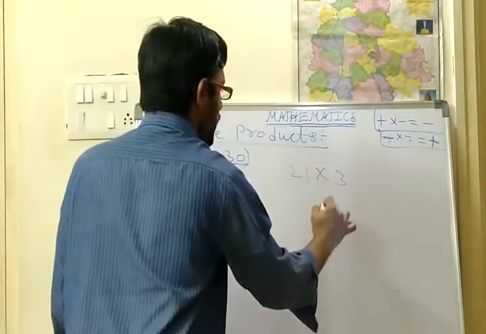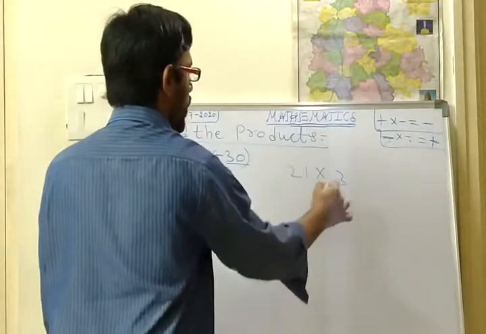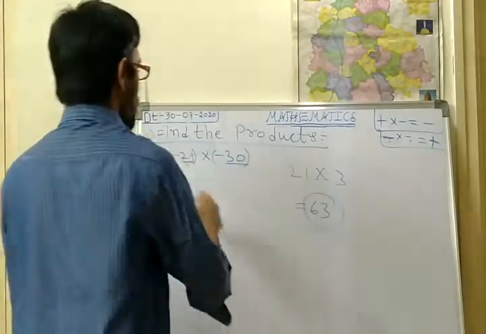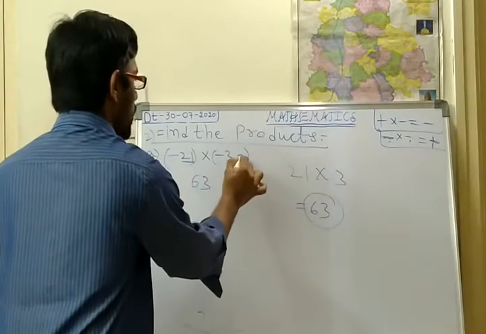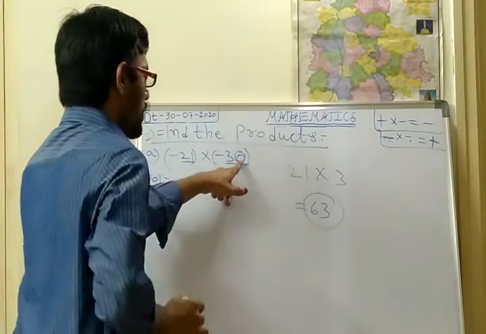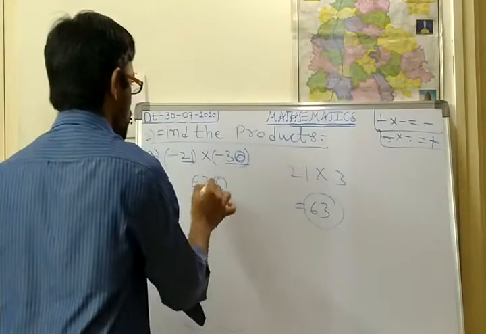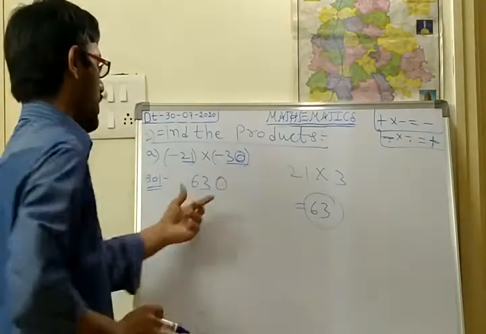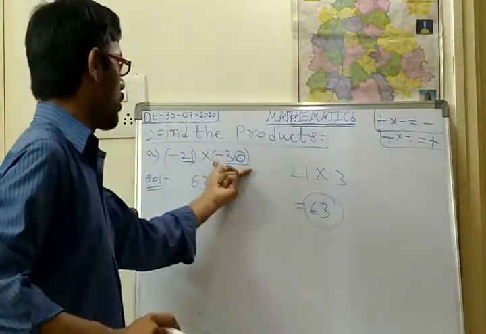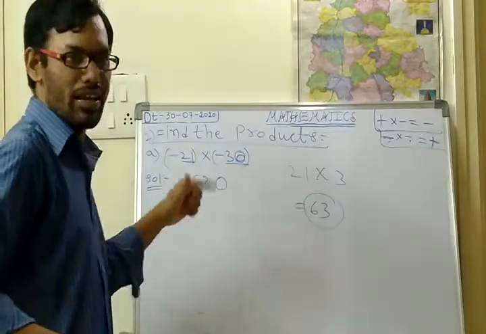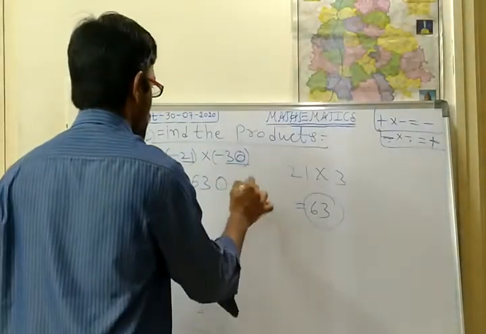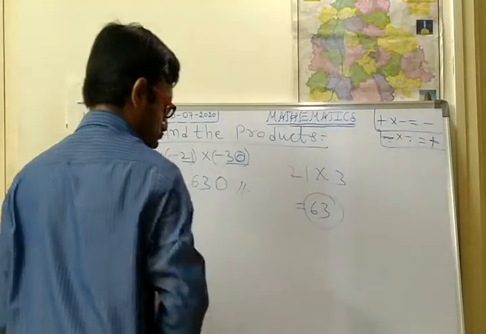21 into 3 is 63. So 63, and here a 0 is there, so you keep this 0. So the answer is 630. So minus 21 into minus 30 is 630. Like this you have to do it. Next question.